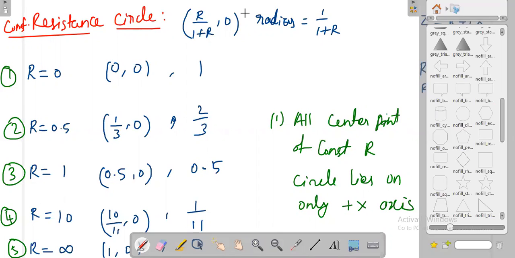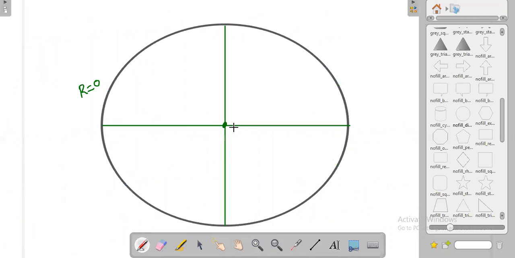First you fix the center point. The center point is 0.5 comma 0. So this is the positive x-axis. Where will it be, sir? It will be somewhere here. Then the radius is 0.5, and the circle will go like this.